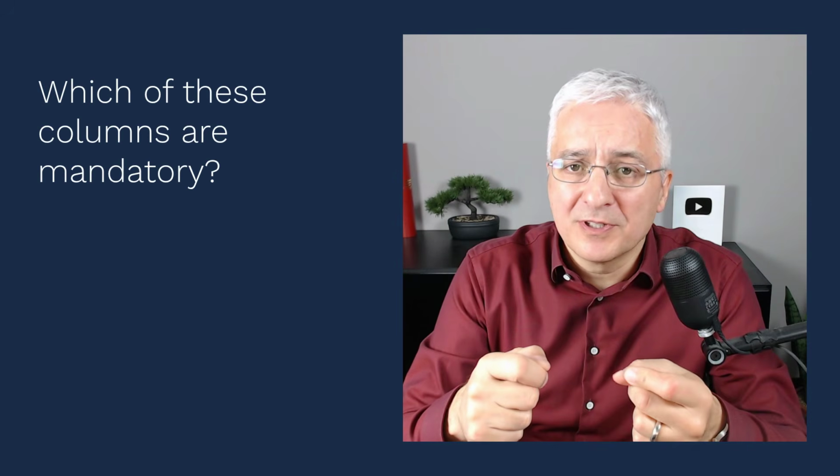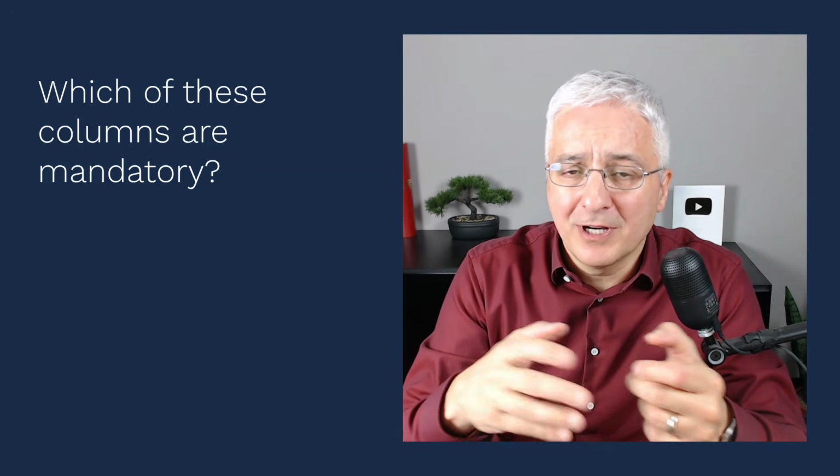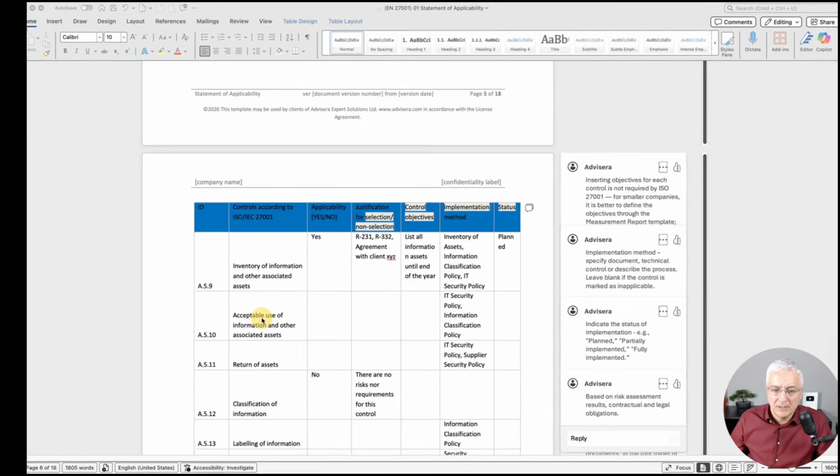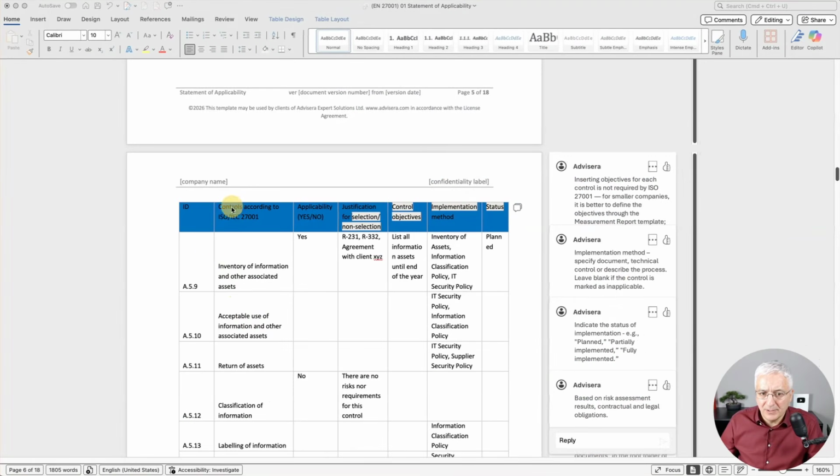And the next question is which of these columns are mandatory and which are only optional? Now these columns, ID, control name, applicability, justification, and status, these 5 columns are actually mandatory. This is something that the standard requires you to have. Now these control objectives and implementation method are not needed.